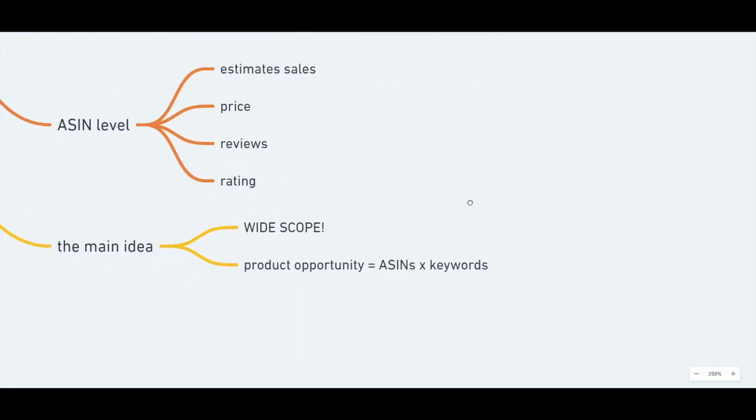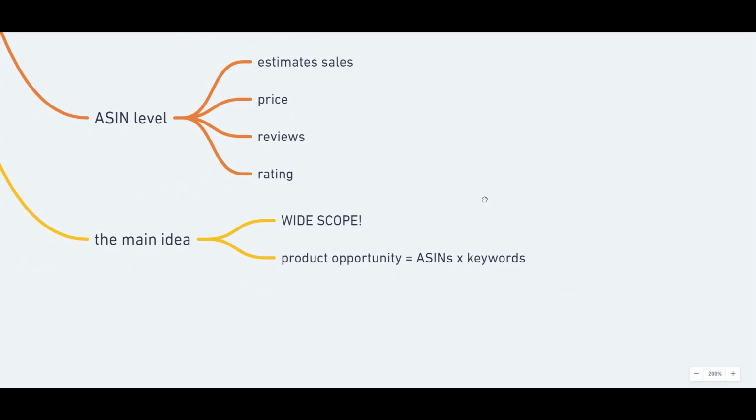The main idea I want you to take away from today, which isn't a very practical lesson, but I want you to keep in mind for next week, is that you need wide scope. Don't limit your research to one keyword or just to a couple of ASINs. A product opportunity is the product between ASINs and keywords. We need to analyze multiple keywords and multiple ASINs to decide whether a product is a good opportunity or not.